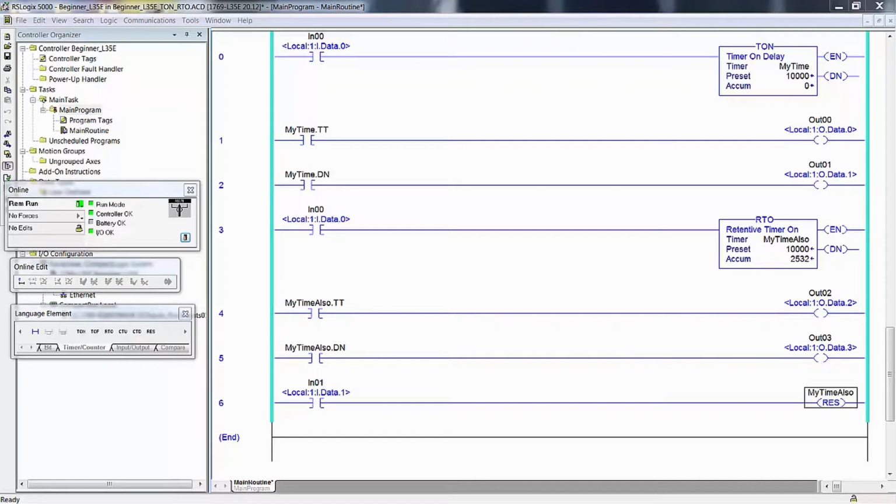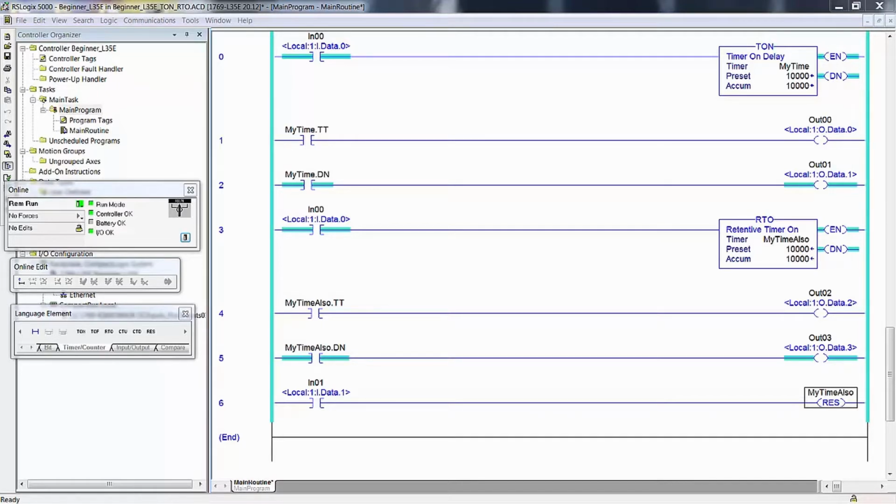RTO, stop, it's at 2532. Now, obviously, the RTO is going to reach the done state 2.5 seconds ahead of the TON, like now. Then there's the TON. Look closely at the screen capture in the manual. I captured the online in the run mode logic between my time done equals 1 and my time done equals 1. One is done and the other is not. The RTO is done and the TON is not done.